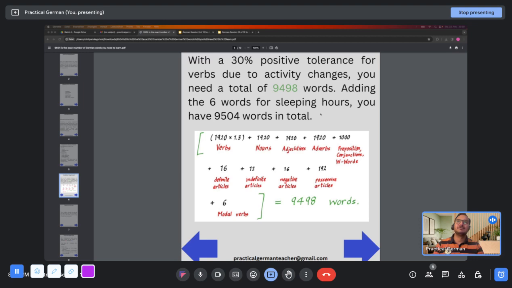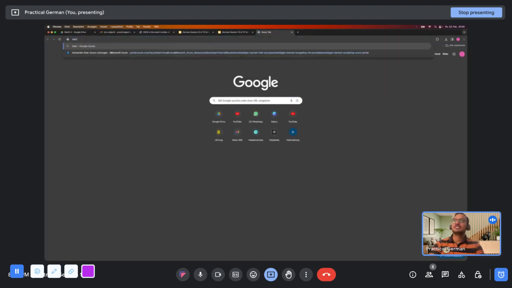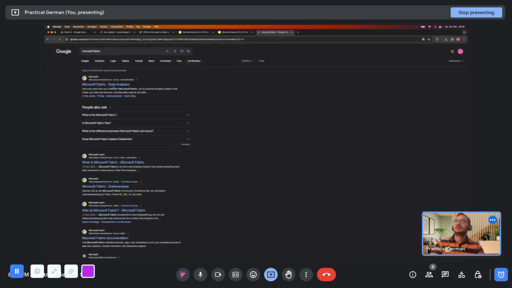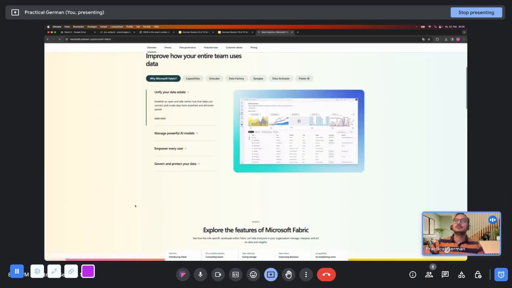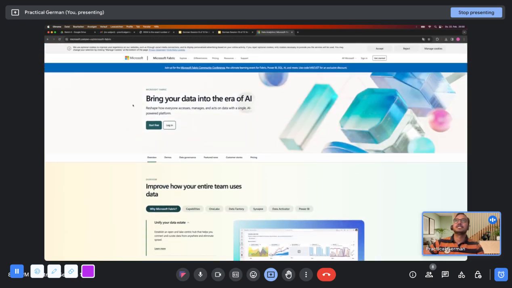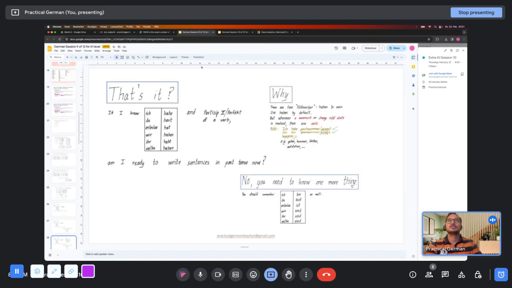For example, I will be honest with you. What I'm learning right now is vocabulary for Microsoft Fabric. This is some tool that I'm working with, and I believe that I will have to work with clients on these, and I have to learn the vocabulary. For me, this is in English, but I'm learning it in German. That's what I'm doing right now. So you can also do it. Any questions?